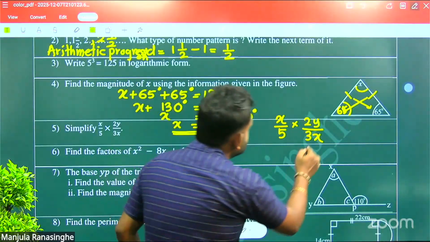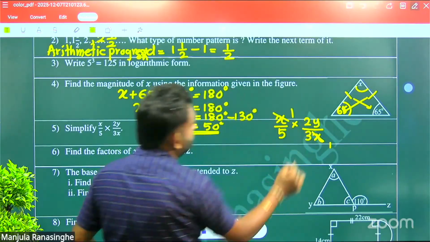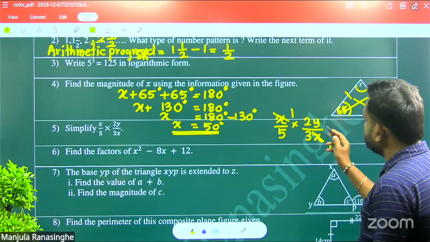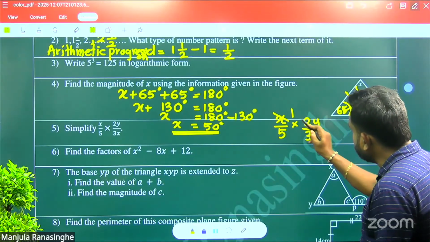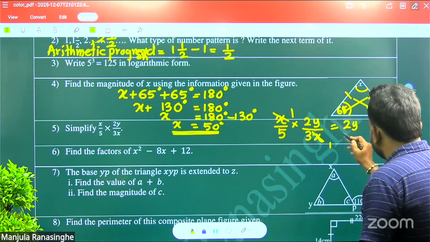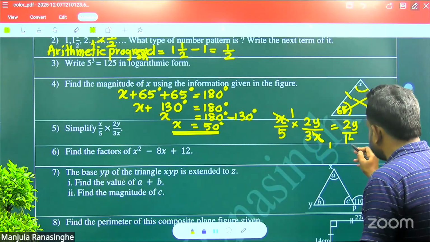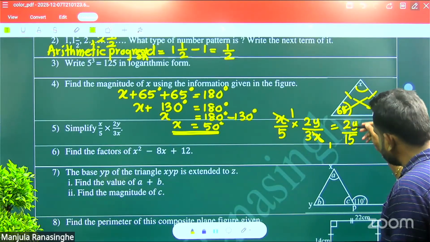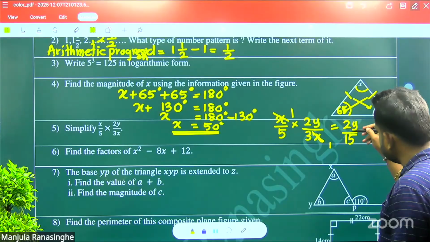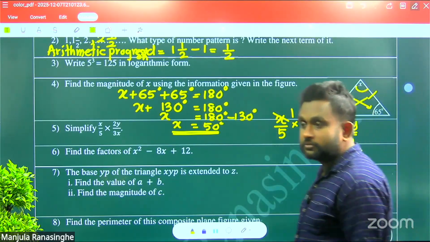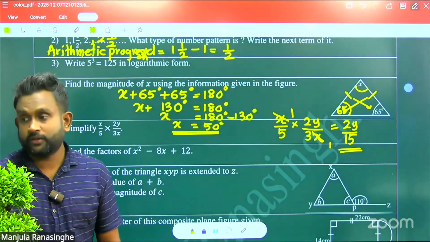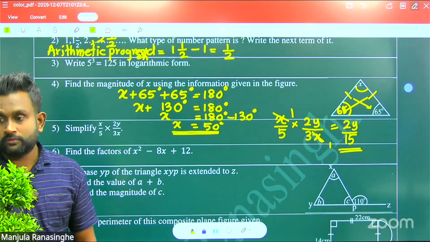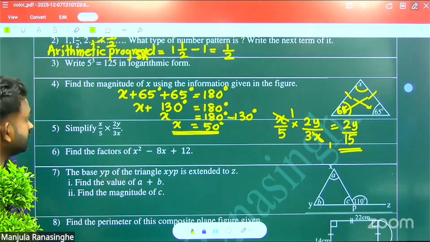How? Here x and here x you can simplify. Then nothing else, right? Nothing else simplifies in this direction. Then multiply 1 into 2y, 2y upon 5 into 3, 15. Before you finalize the answer, check whether there are any simplifications between the top and the bottom. If you cannot simplify, you keep it as 2y upon 15. Okay, that's question number 5.